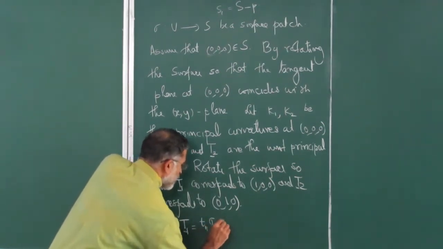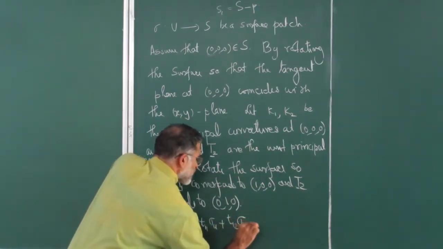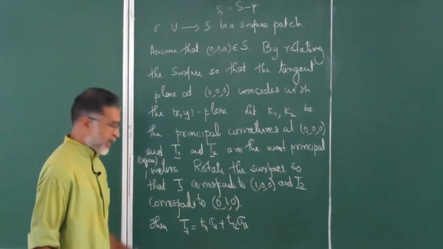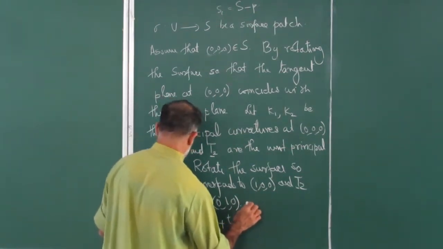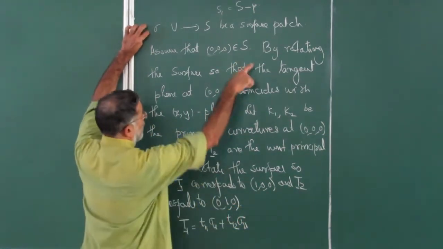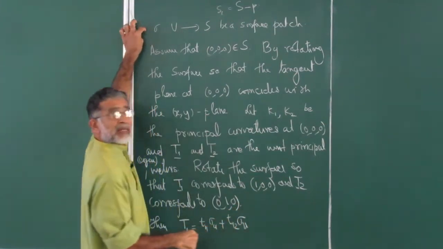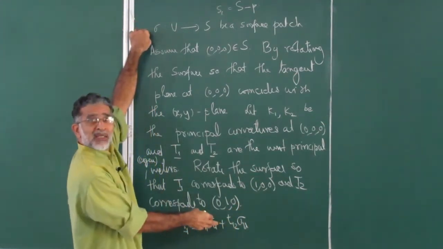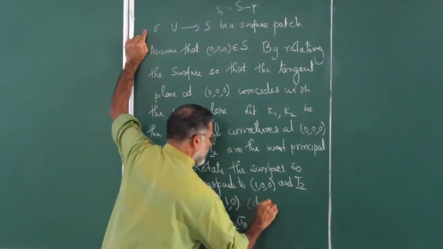So this vector T1 can be written as T11 sigma u plus T12 sigma v, because it's a tangent vector. So now this sigma, because we have applied two things, one translation and a couple of rotations, so it will be some other sigma. So I am not going to rewrite it and change sigma accordingly.